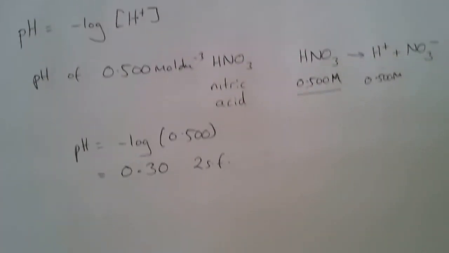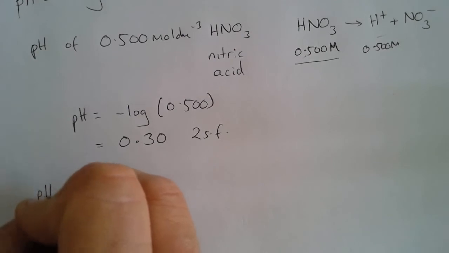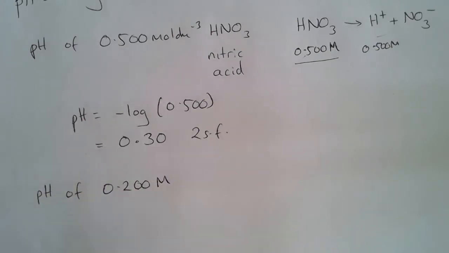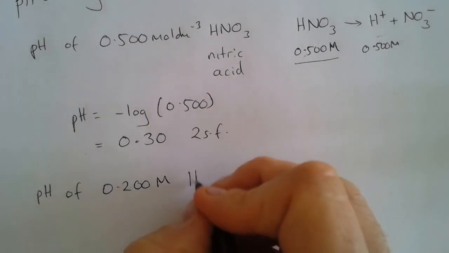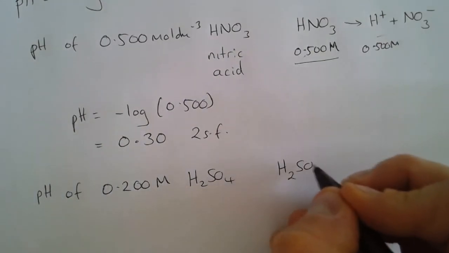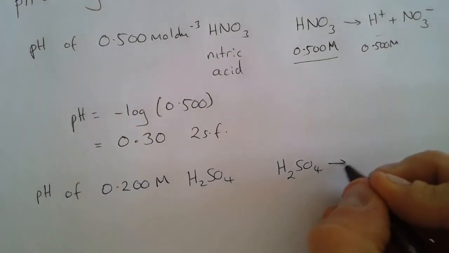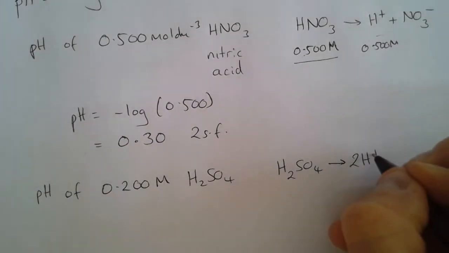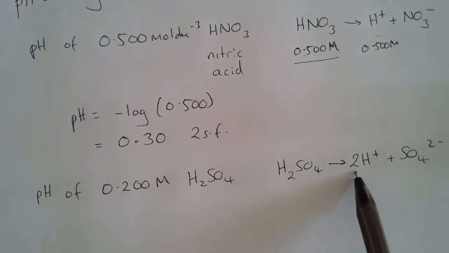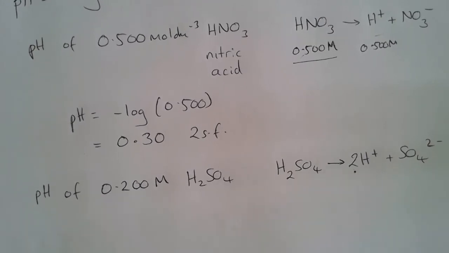Let's have a look now at the pH of sulfuric acid. So sulfuric acid is slightly different. So we're going to be looking at 0.200 molar sulfuric acid, H2SO4. So notice that there's actually two potential protons that are donatable here. So H2SO4 produces two H plus ions and a sulfate ion. Strictly speaking, it doesn't produce exactly two, but for now we're simplifying it. And when we look at weak acids and bases later on, we'll be able to understand why this isn't, strictly speaking, fully true, but it's good enough for us now.